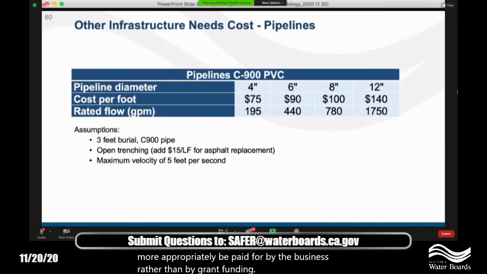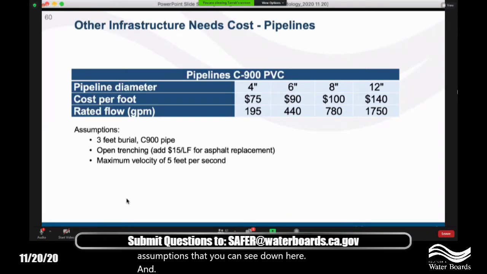So pipelines, we have costs for multiple sizes here, 4-inch through 12-inch. For the physical consolidation, you might have noticed we had assumed a 12-inch pipeline so that we could meet fire flow. But for something more like domestic lines and replacement of mains in a small system, something more like a 4-inch line would probably be appropriate. So these are the assumptions that you can see down here.